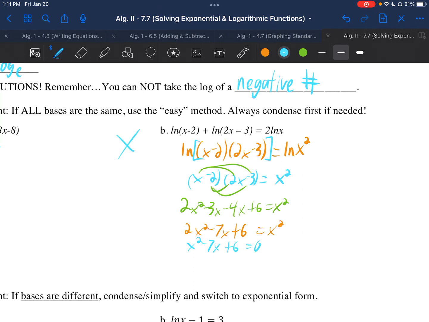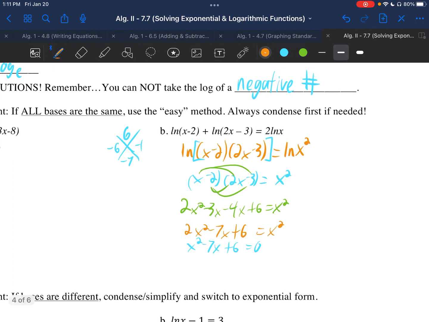So we go to factor so we can solve. 6 on top, negative 7 on bottom. And we get a negative 6 and a negative 1. We can use a shortcut, woohoo. So we get x minus 6 and x minus 1 equals 0. Setting up our equations and solving them gives us x equals 1 and x equals 6.